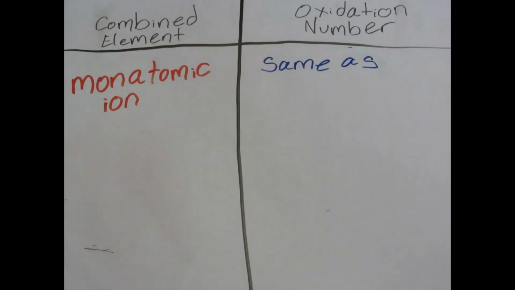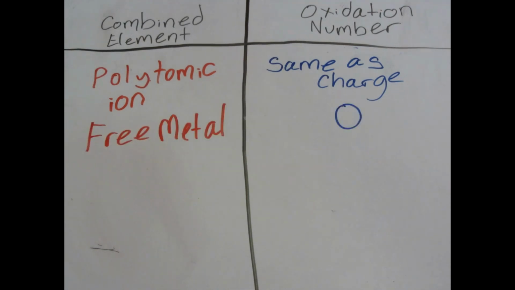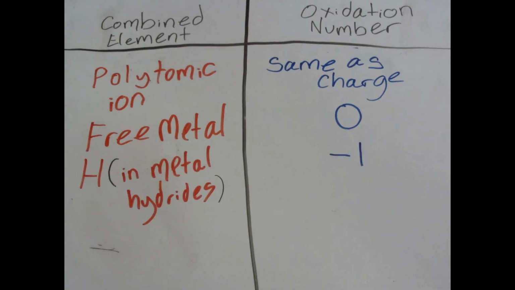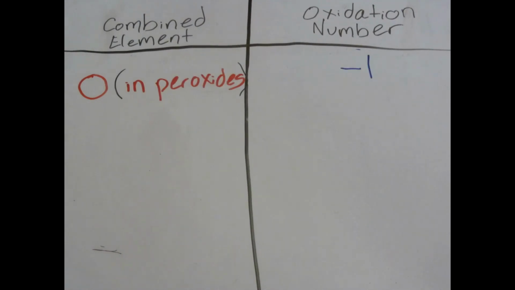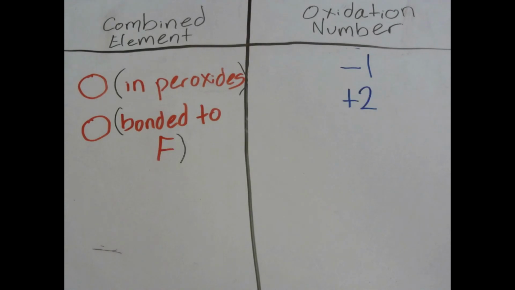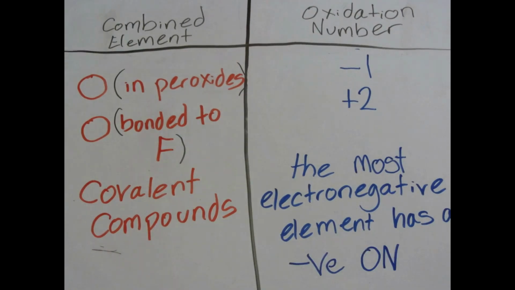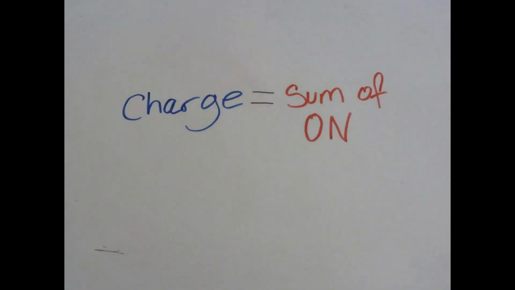A monatomic ion has an oxidation number which is the same as its charge. This is the same for a polyatomic ion. All pure elements have an oxidation number of 0. Hydrogen in metal hydrides has an oxidation number of -1. Oxygen in peroxides has an oxidation number of -1. Oxygen bonded to fluorine has an oxidation number of +2. And the rule for covalent compounds is the most electronegative element has a negative oxidation number. The oxidation number for a total compound is equal to 0. The charge of an ion is equal to the sum of its oxidation numbers.